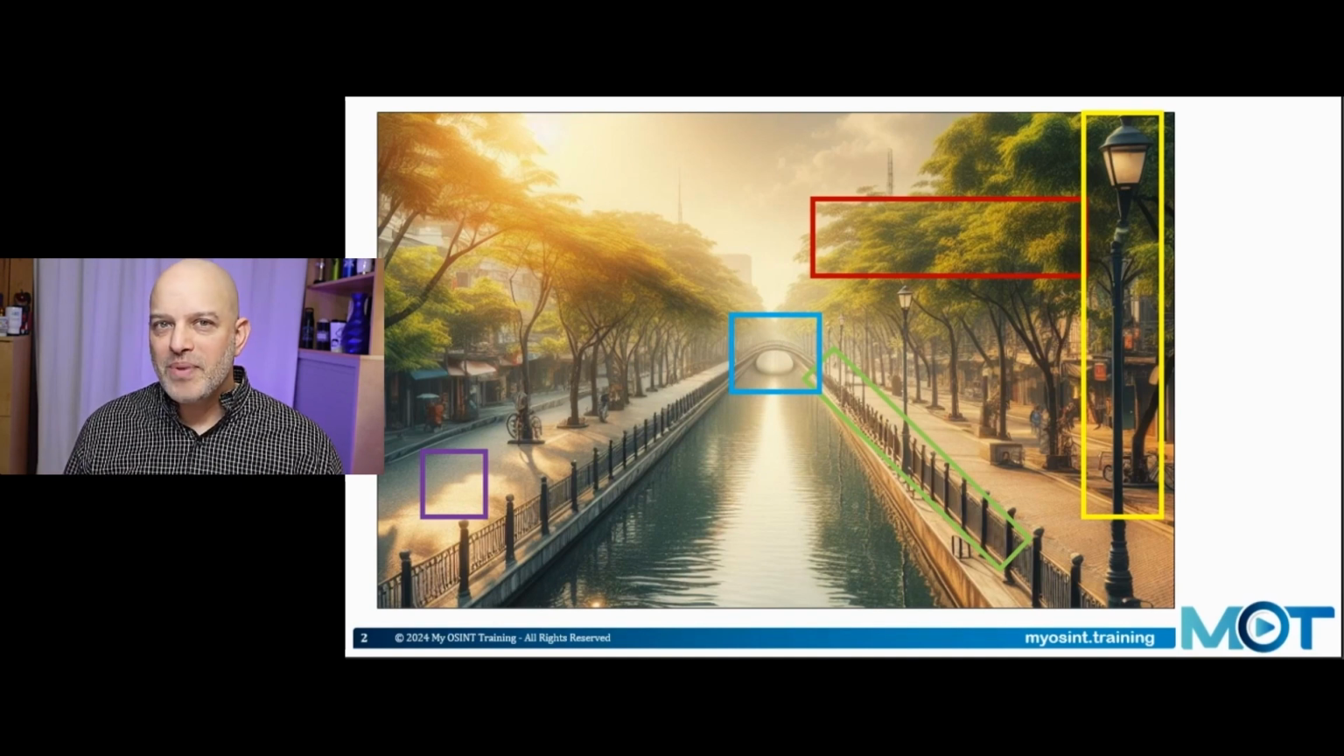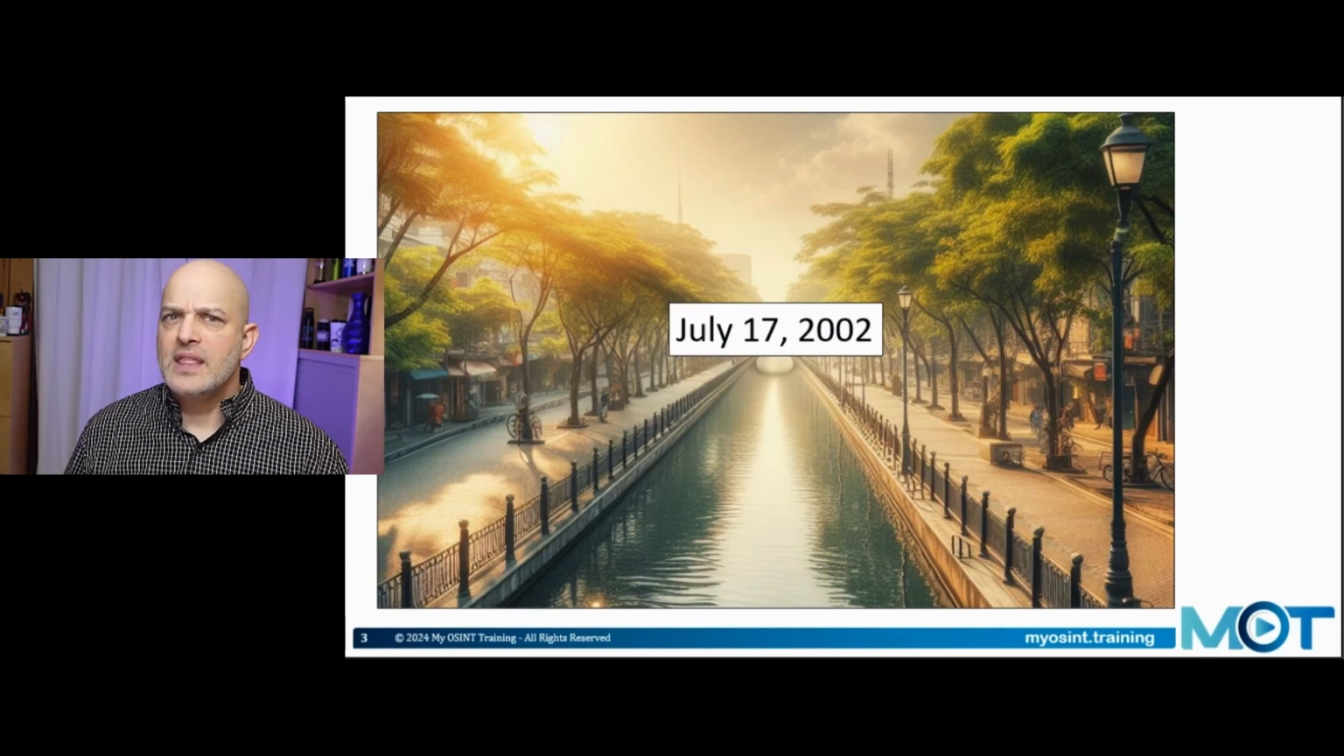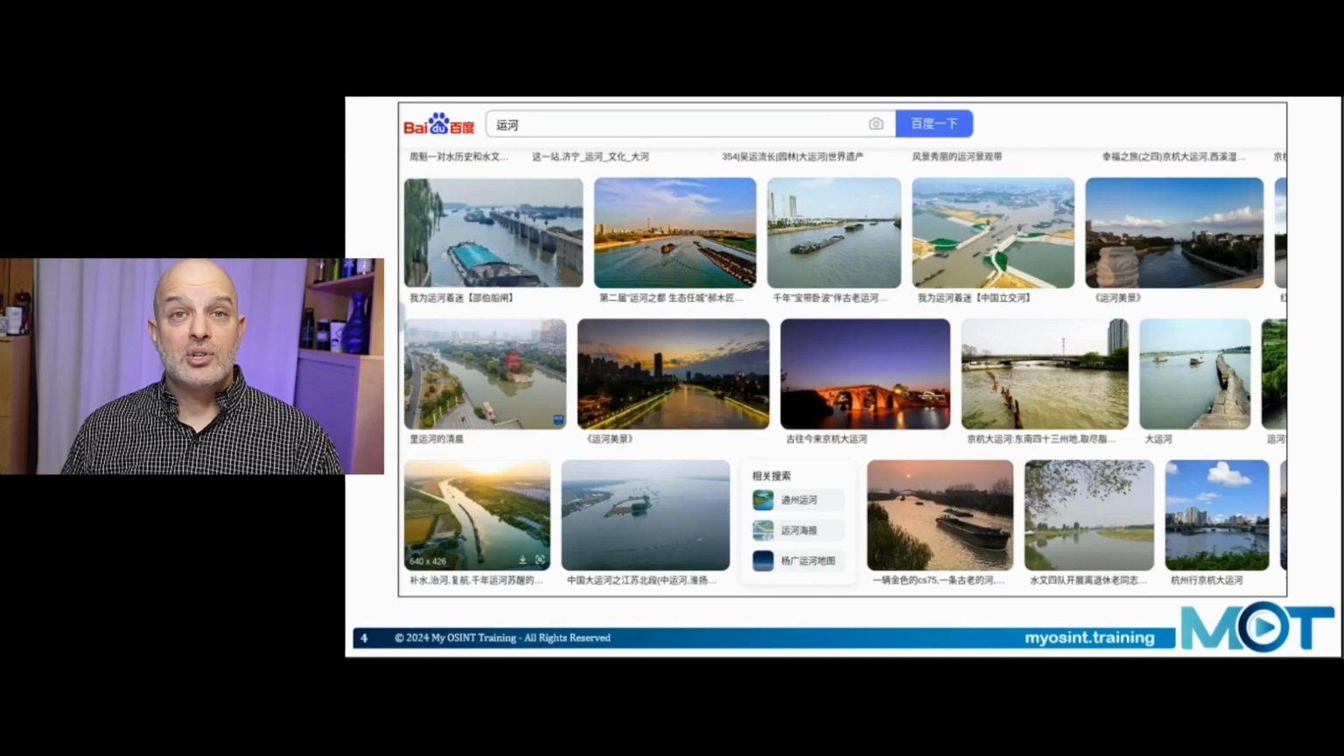But there was one big piece of data that was given to us that we didn't really realize was important until later on. This data was the date the image was supposedly taken. And I'm not sure how they actually got this, but they gave us this date of July 17th, 2002, or whatever it was at that time. And, well, we started to do our OSINT work. We knew this was over in Asia because the customer had told us that. So we started searching. We started looking for canals over in Asia using an Asian search engine like Baidu.